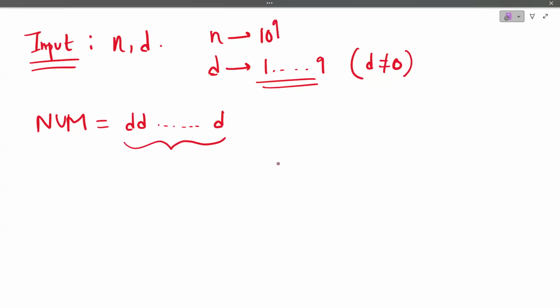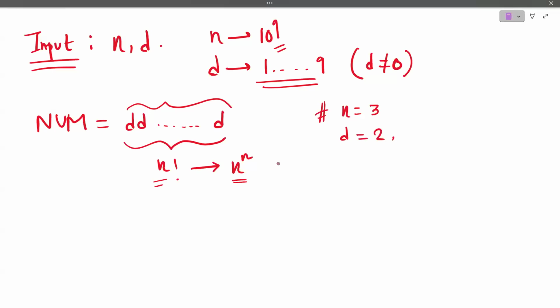n factorial times. So observe that this is usually a huge number. The value of n itself is huge. So n factorial is extremely large because n factorial is roughly n to the power n. So this number num has many digits. Just for the sake of some concreteness, if I have n as say 3 and d is 2, then what is my num? My num is simply 2 repeated 6 times. So this is 2 2 2 2 2 2. So realize how large this number gets even for some modest values of n and d.